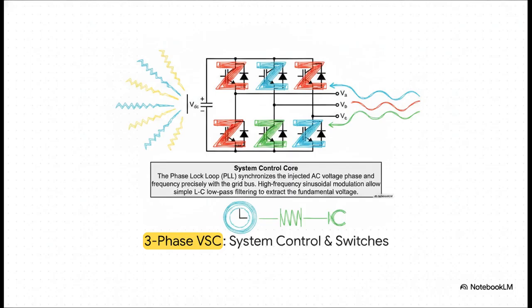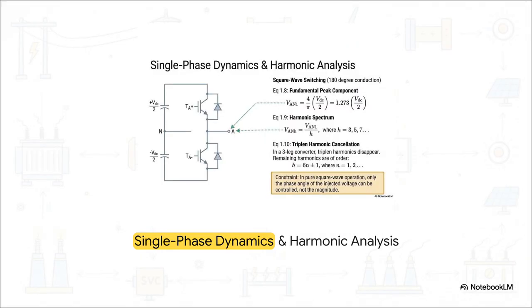Now read the System Control Core note at the bottom. It details the phase lock loop, or PLL, which perfectly synchronizes the injected AC voltage's phase and frequency with the main grid bus. For Slide 10, let's examine this single-phase half-wave converter diagram.